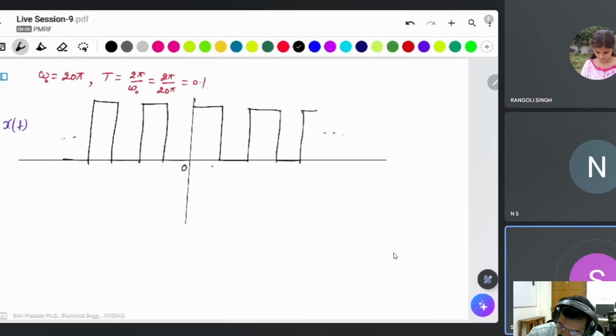So 0, 0.05, 0.1. This is the t by 2. This is the t. This is magnitude is 10. This is the xt. Okay. Then value of xt plotted, then plot the Cn, then calculate the value of Cn.